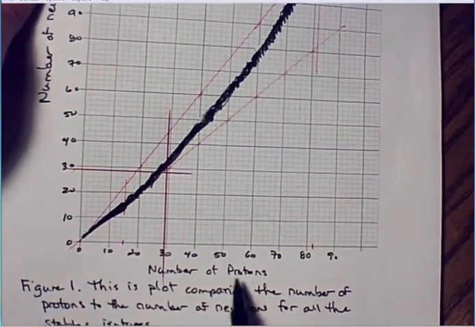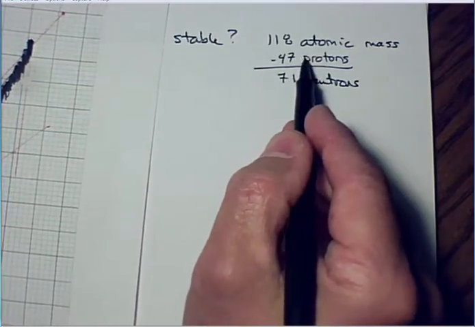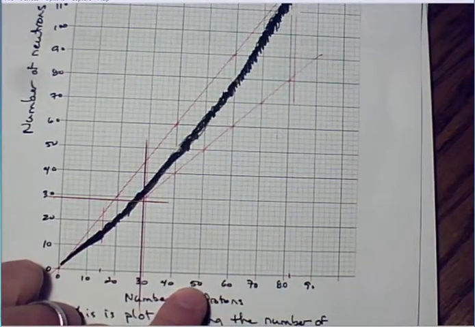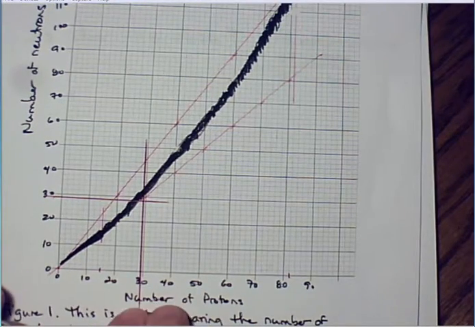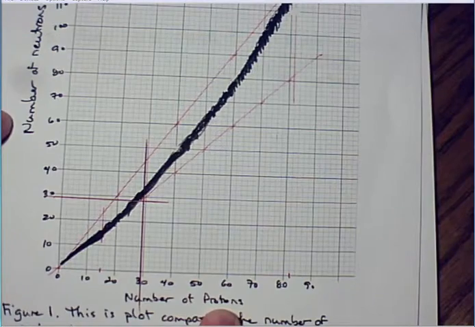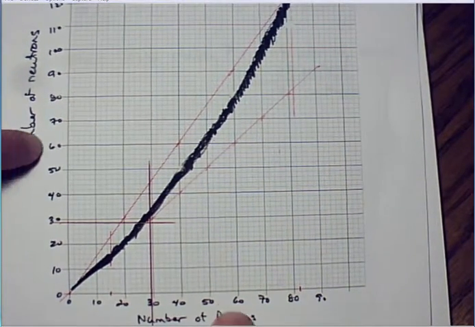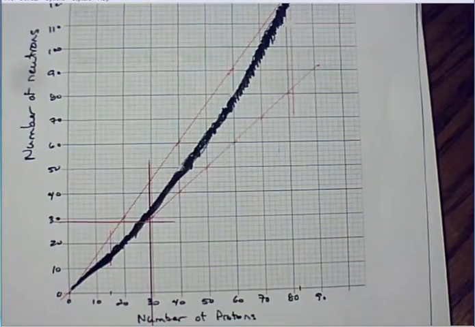It says number of protons on the bottom, so we want to find 47 protons. The protons go across and neutrons go up and down. All we're doing is marking the protons and neutrons, finding out where they meet to see if they're on this band of stability.